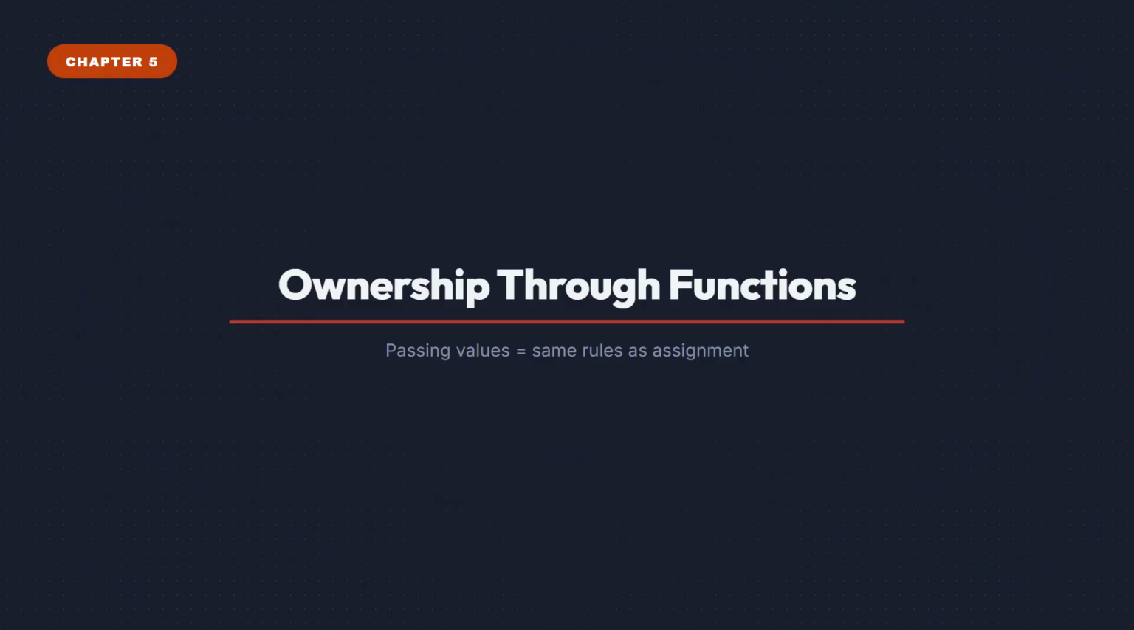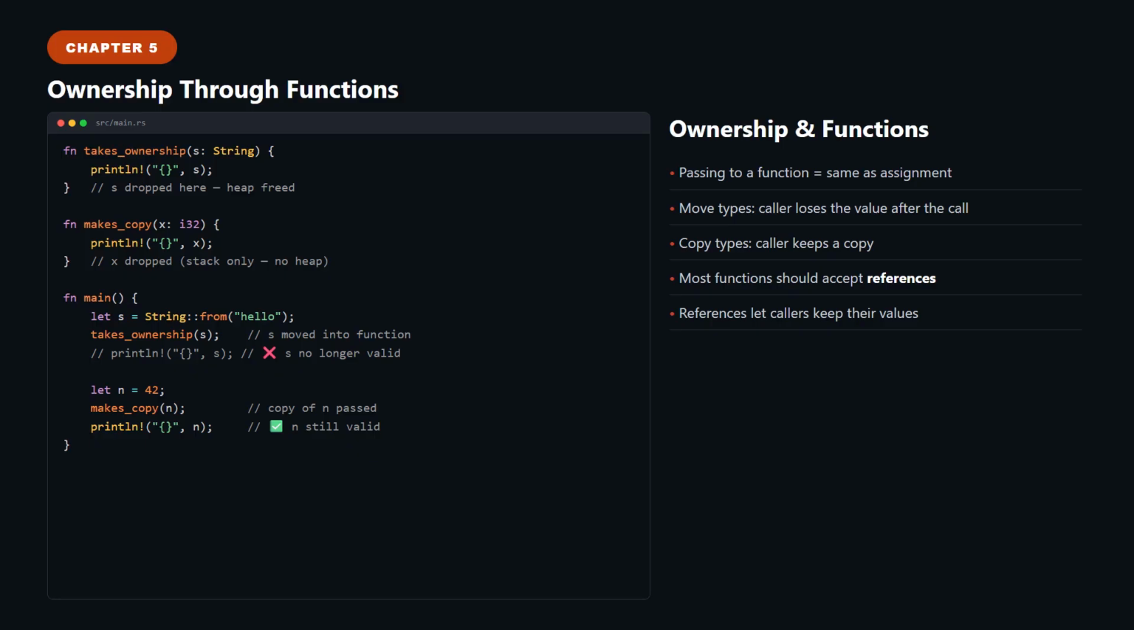Chapter 5. Ownership through functions. Passing a value to a function follows the same rules as assignment. Move types are moved into the function. After the call, the caller can no longer use the variable. Copy types are copied. This is why most Rust functions accept references rather than owned values. Borrowing lets the caller keep the value.